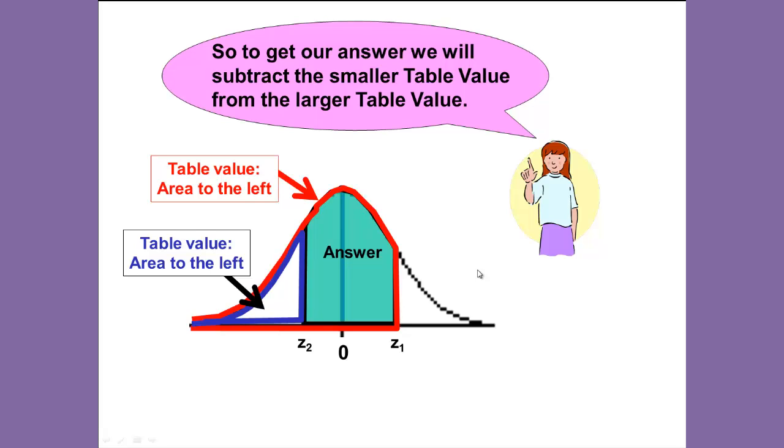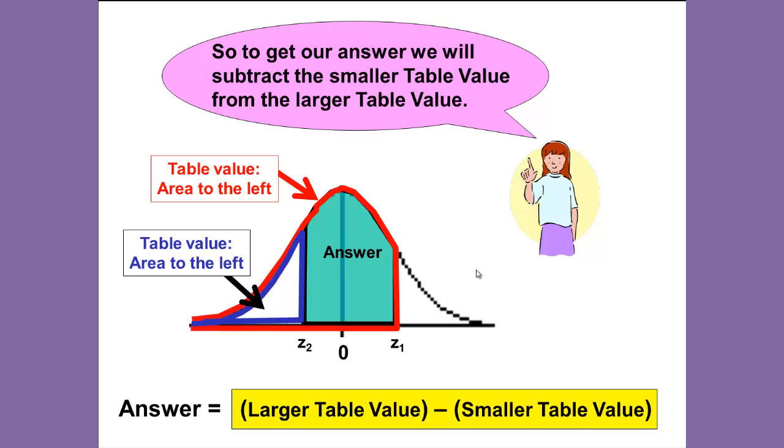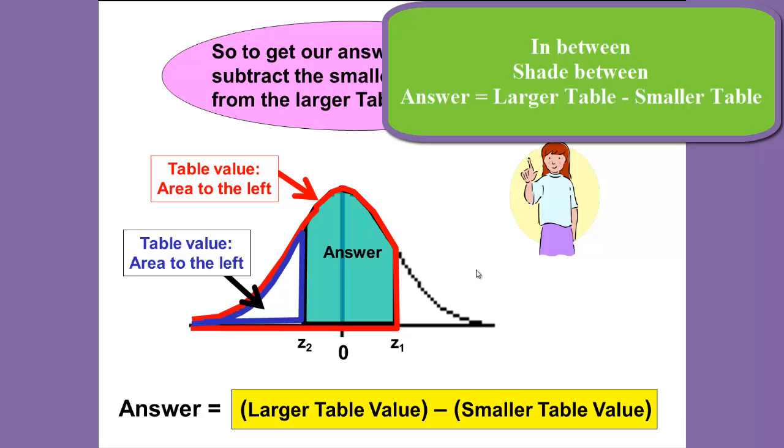So to get our answer, we will subtract the smaller table value from the larger table value. If I subtract that blue tail from the area of the red tail, I should be left with just the green area, which is our answer. So to get our answer, we will subtract the larger table value minus the smaller table value. In other words, as we're doing the in-between, if we're shading in between, we shade between the two values, and our answer will be table minus table.